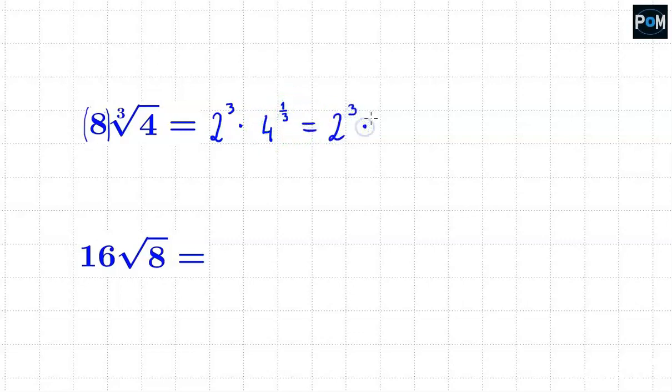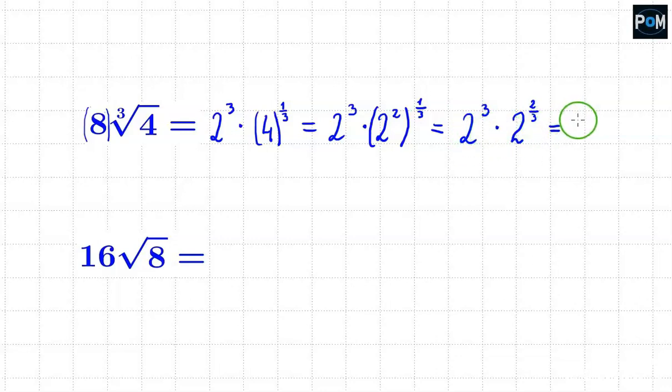2 to the power of 3 I leave as is, because it suits me. And here I still need to deal with this 4. This 4 is otherwise 2 to the power of 2. In the bracket I have 2 squared, and outside the bracket I have another 1/3. 2 to the power of 3 unchanged. Here I can multiply 2 times 1/3. 2 times 1/3 equals 2/3. And I have 2 to the power of 2/3.